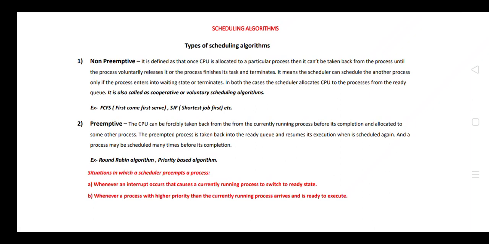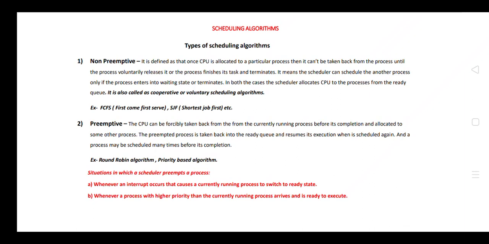So basically this is your preemptive scheduling algorithm, in which we can forcibly take the CPU from a currently running process and assign it to some other process. So what are the situations in which a scheduler can preempt the CPU from a particular process?